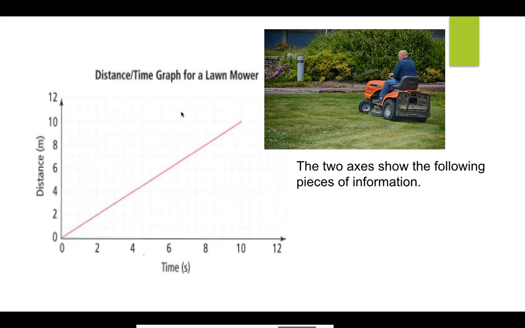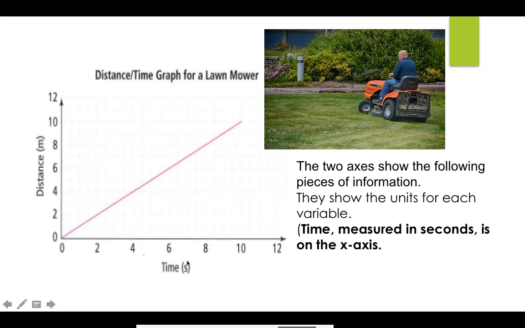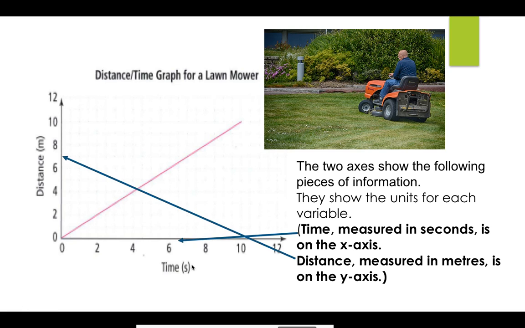All right. You also have these two axes that also have important pieces of information. They show the units for each variable, which is very important. So time down here is measured in seconds on the x-axis, and your distance over here is measured in meters on the y-axis. We also need to know the distance and the time units because those are very significant. Seconds are very different from hours, and meters are very different from kilometers. So this gives us a really good idea of how fast that lawnmower is actually going.